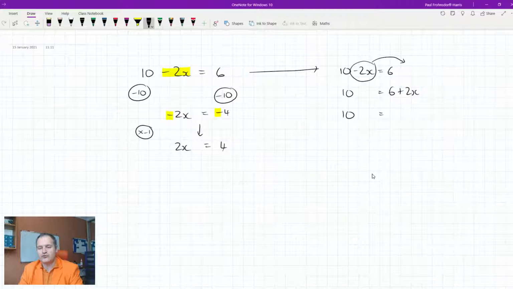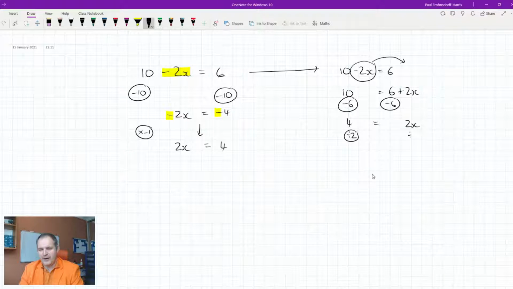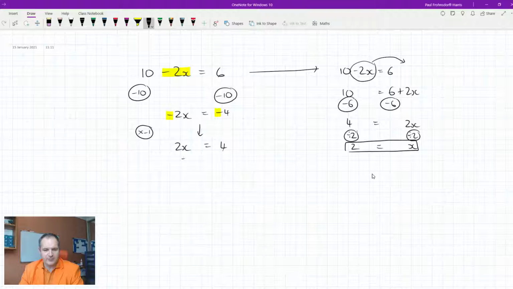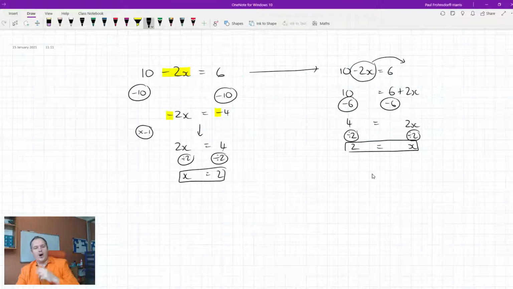10 equals 6 plus 2x. We need to get rid of the 6. Minus 6 from both sides is 4 equals 2x. And then finally we divide by 2 because it's 2x. So we've got x equals 2. And we've managed to solve it again. This one would be divide by 2, divide by 2, x equals 2. You see the answer is the same, two different techniques. One keeps it as a minus, then flips everything, and the other moves it to the other side by adding. Both of those are valid ways of doing these questions.